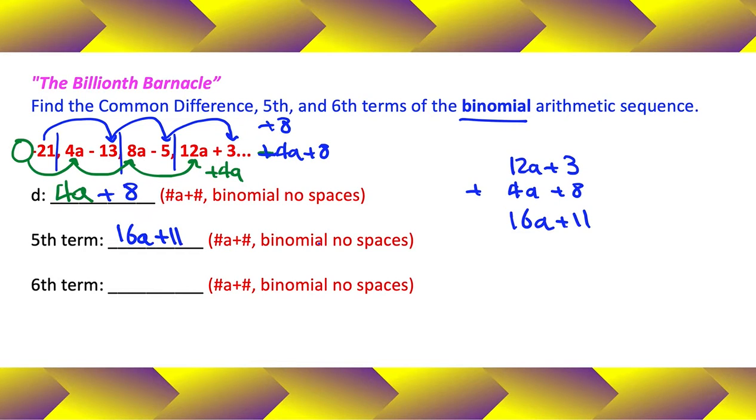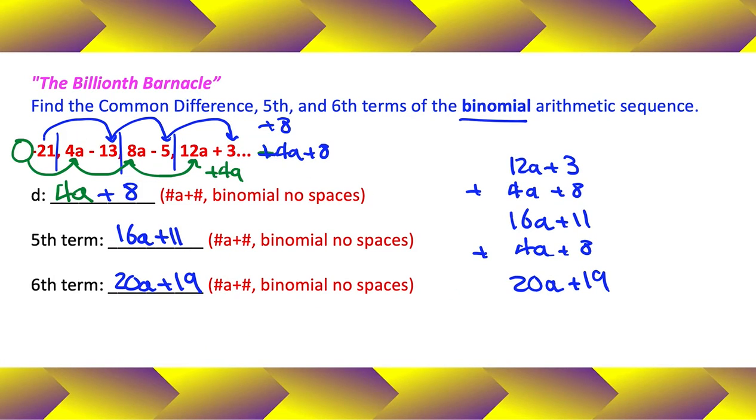Type it like this, no spaces. So then if we have 16a plus 11, we add another 4a plus 8. So we'd have 20a plus 19. There we go. So our sixth term, excuse me, my lisp got me there, would be 20a plus 19. Make sure you type it with no spaces.